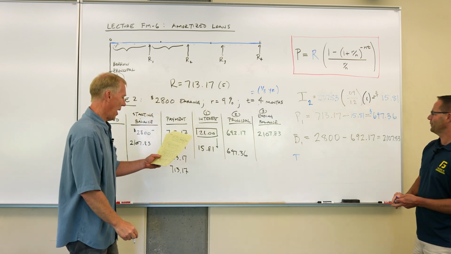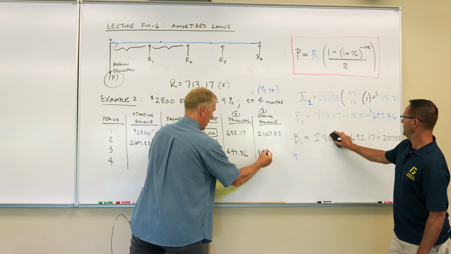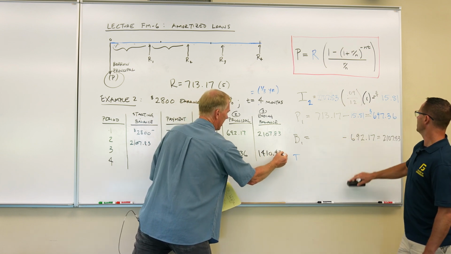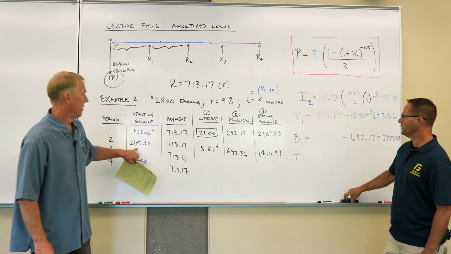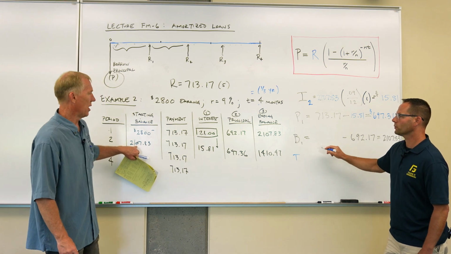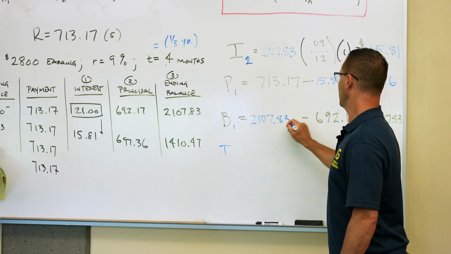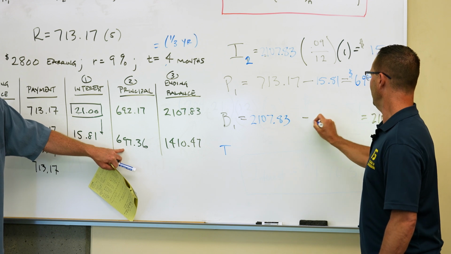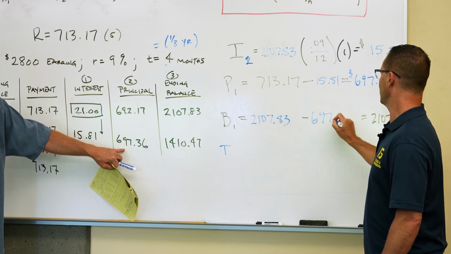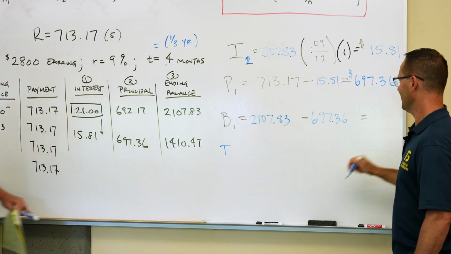Okay. The ending balance for this I got, Pete, is $1,410.47. Tell them how we got that. Okay, so let's see. Where was I? You were at a balance of 2107.83 at the beginning of the month. You paid 697.36, and it ended up with 1410.47. You're doing lots of erasing. I love it.